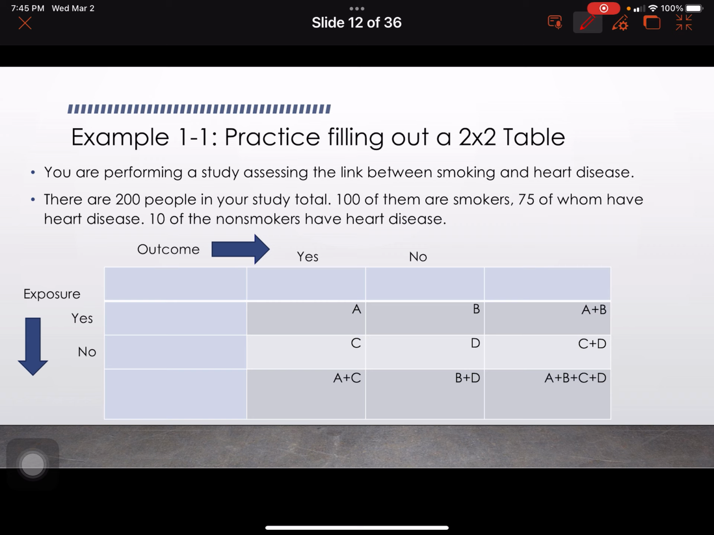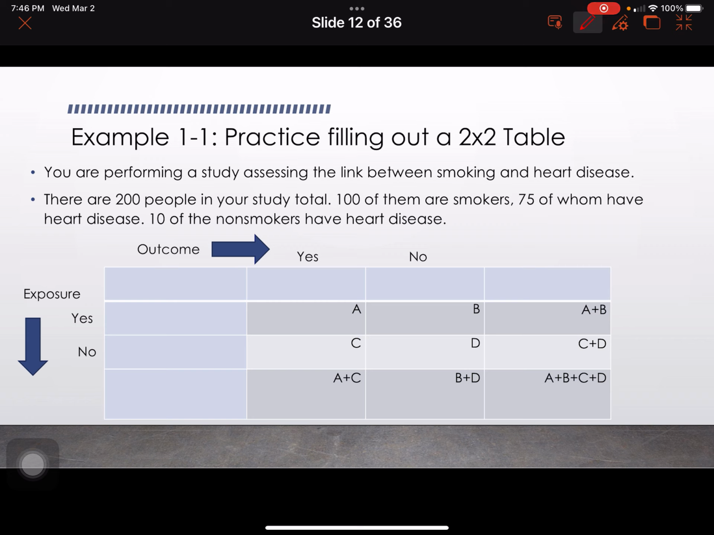Let's start by reading the problem. You're performing a study assessing the link between smoking and heart disease. There are 200 people in your study total. 100 of them are smokers, 75 of whom have heart disease. 10 of the non-smokers have heart disease. Now I'd like to go through the information given piece by piece and start by filling out what we know.